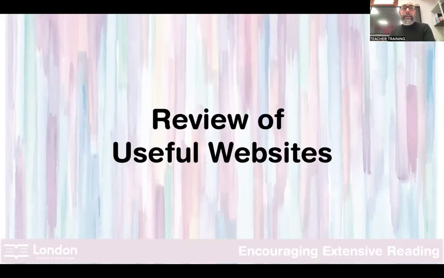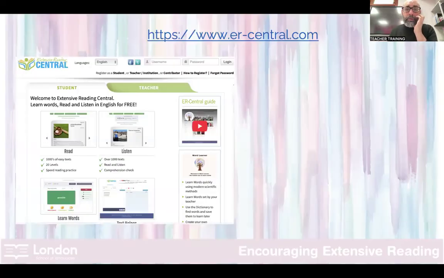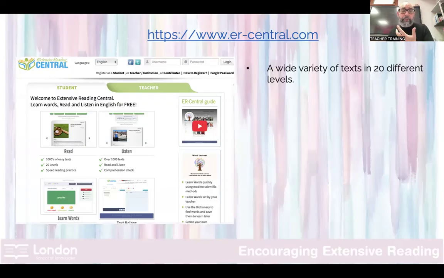There you are. Okay, like we said, one of the main limitations is that we don't have books at our schools, or we don't have enough books. That's why here I will show you three websites in which you can find free material to read at different levels. The first one is ercentral.com. This is a fantastic website dedicated to extensive reading. In this website, you will find a wide variety of texts in 20 different levels, so you have quite a lot of levels to choose from.